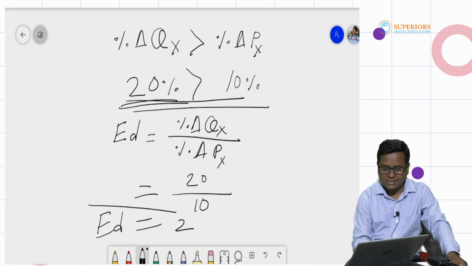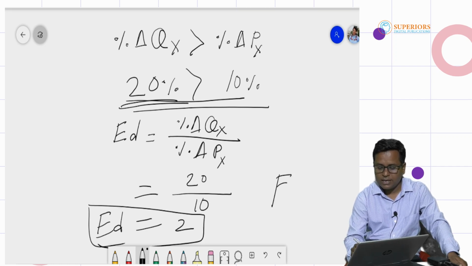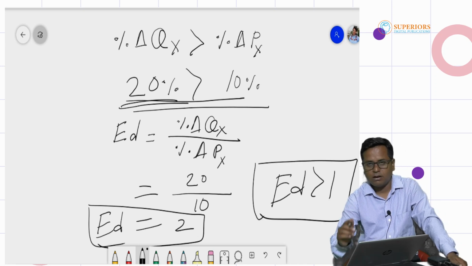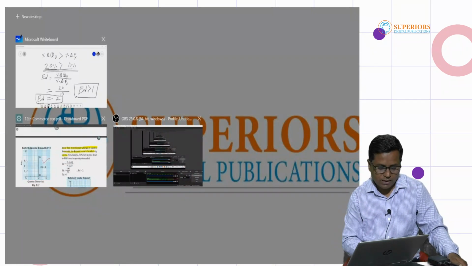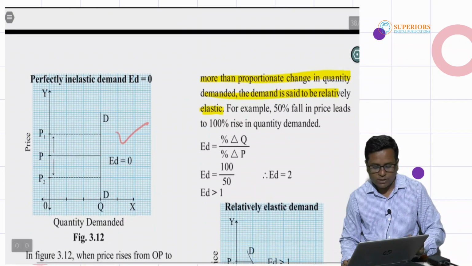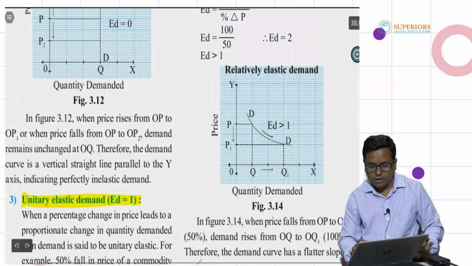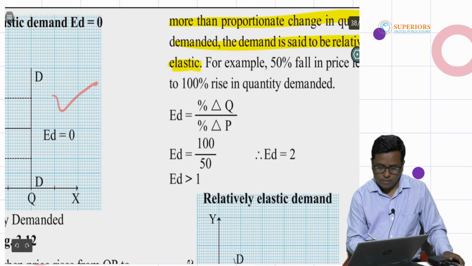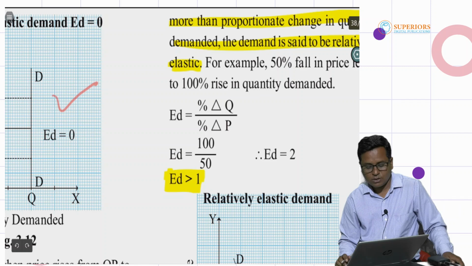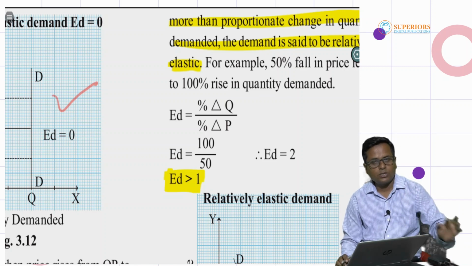Here elasticity of demand is greater than 1. The numerical value is always greater than 1. More elastic demand kiwa relatively elastic demand cha babtit numerical value ha ek peksha jast asto. So here you can see the elasticity of demand is greater than 1. Definition parth ekda laksha theva.